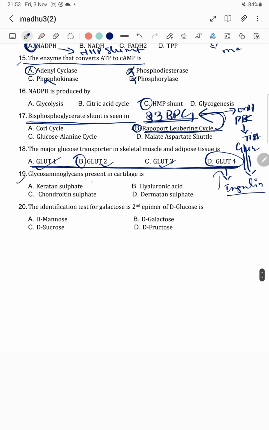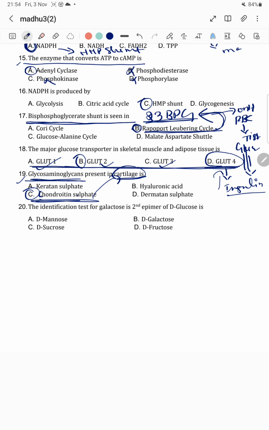19th: glycosaminoglycans present in cartilage. Glycosaminoglycans are a type of mucopolysaccharide. Among these four, the glycosaminoglycan present in cartilage is chondroitin sulfate. Remember, cartilage starts with the letter C, and the glycosaminoglycan chondroitin sulfate also starts with C. So C stands for cartilage. Whatever glycosaminoglycan starts with C is for cartilage.